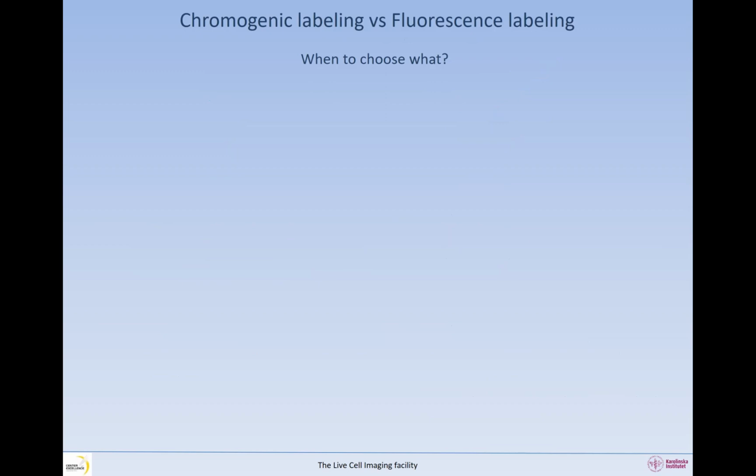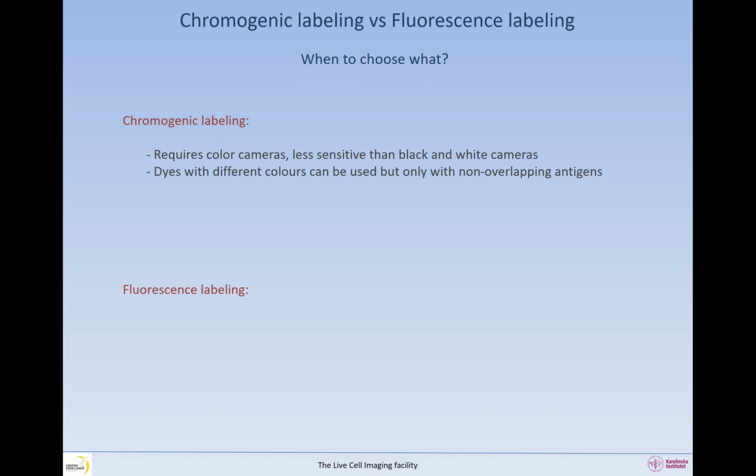So, chromogenic labeling versus fluorescent labeling. When should we choose what? Now, the chromogenic labeling always requires a color camera, and color cameras are less sensitive than the black and white cameras, but they are cheaper. When you are doing chromogenic labeling, one can label different antigens in the same sample using different chromogenic dyes. However, because all the colors are imaged at the same time by the color camera, they cannot overlap.